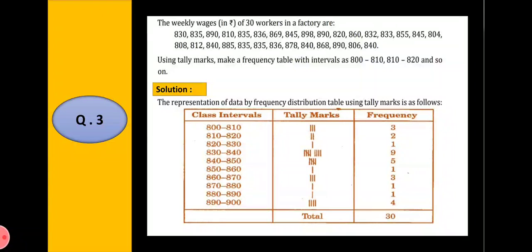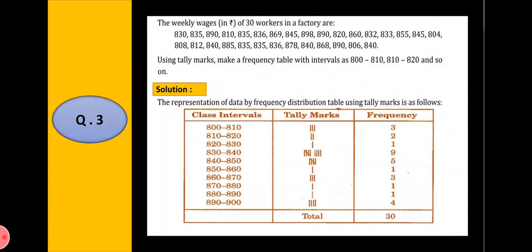The weekly wages in rupees of 30 workers in a factory are given below. Using tally marks, make a frequency distribution table with intervals as 800 to 810, 810 to 820, and so on. Again, you only have to make a frequency distribution table using tally marks. So, for the solution, the representation of data by frequency distribution table using tally marks is as follows.